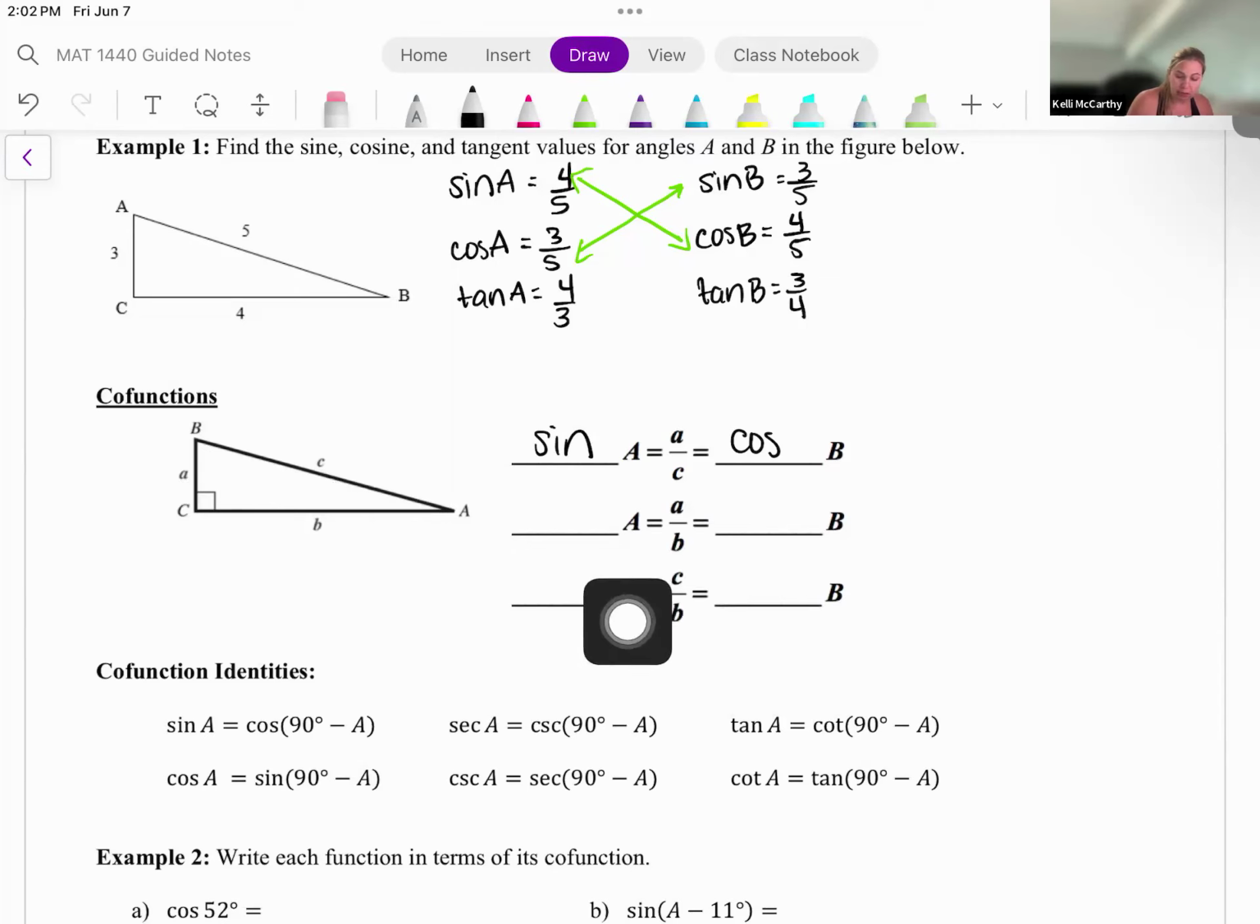The next set of cofunctions, again, trying to figure out the first one, some trig function of A is A over B. So here's our angle A, and we've got the ratio A over B, or opposite over adjacent. That's going to be tangent of A. Tangent of A is equal to, looking at angle B, this A is the adjacent and B is the opposite. That's going to be cotangent of B.